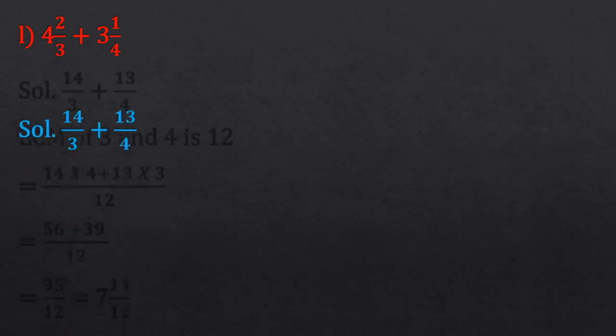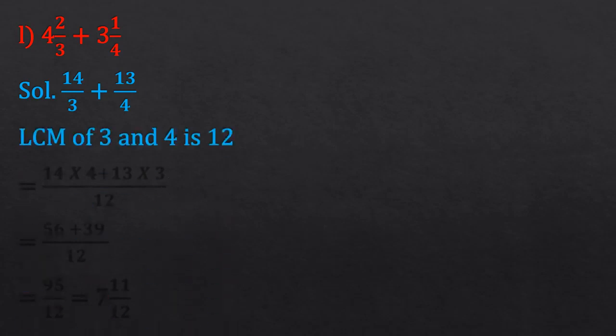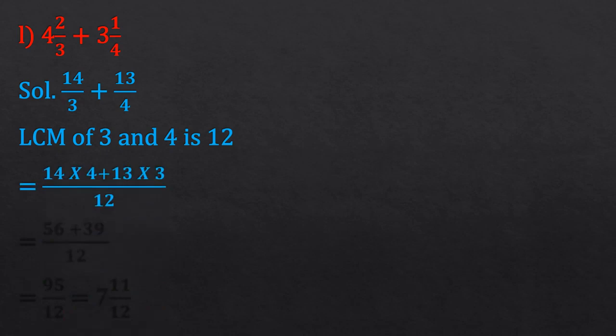Now our last part is 4 2 upon 3 plus 3 1 upon 4. This is addition of mixed fractions. So our first step in this is to convert these mixed fractions into improper fractions. 3 multiplied by 4 is 12 plus 2 is 14, so 14 upon 3, plus 4 multiplied by 3 is 12 plus 1, so 13 upon 4. Okay. Now the steps will remain same. LCM of 3 and 4 is 12. So we have written 12 as a common denominator.